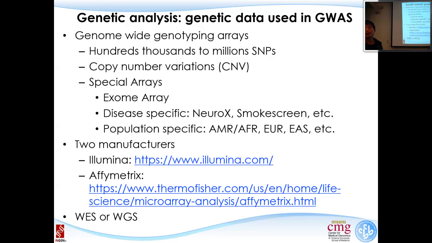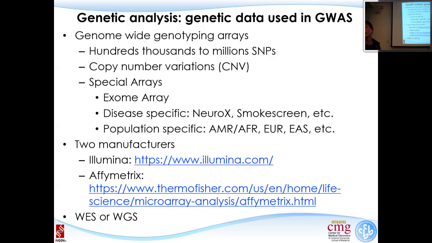You also have special arrays, like the exome array, which only focuses on the exonic region and only has exonic SNPs. And you have disease-specific arrays, like the NeuroX. This is just an ordinary array plus some GWAS findings, or SNPs people already found from neurodegenerative diseases, like Alzheimer's and Parkinson's disease. And the smoking screen, plus some for smoking addiction and drug addiction.